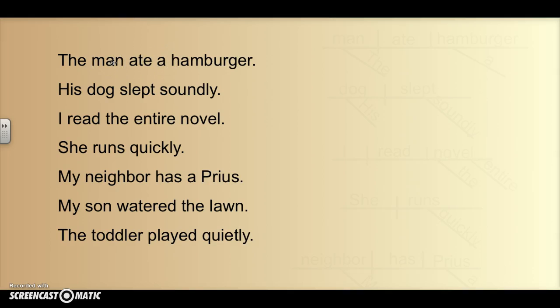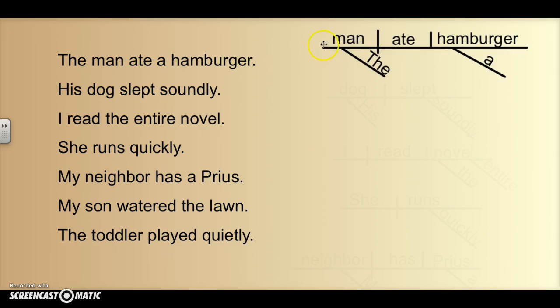So man is my subject. He's what the sentence is about. He's doing the eating of the hamburger. Ate a hamburger is my complete predicate. Simple predicate is ate. And hamburger is the direct object because that's what the action is being done to. So man ate hamburger. Which man? The man. What hamburger? A hamburger.